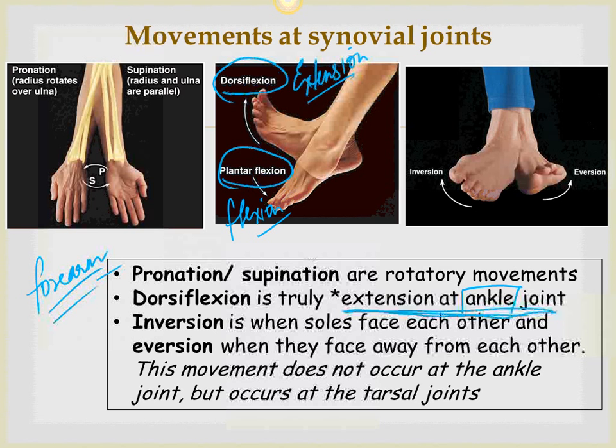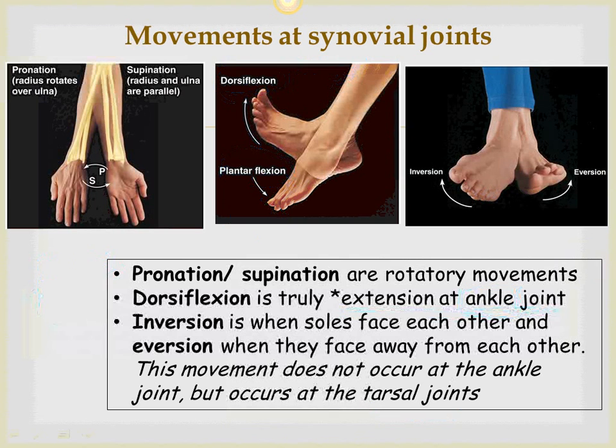Then we have movements which occur at the tarsal joints of the foot. So they occur at the tarsal joints of the foot, not at the ankle. These movements are known as inversion and eversion. Inversion is a movement where the soles face each other, when you're standing along the lateral border of your foot. Eversion is the opposite, where you're standing on the medial border of the foot and the soles face away from each other. Okay? So this is what it's showing.